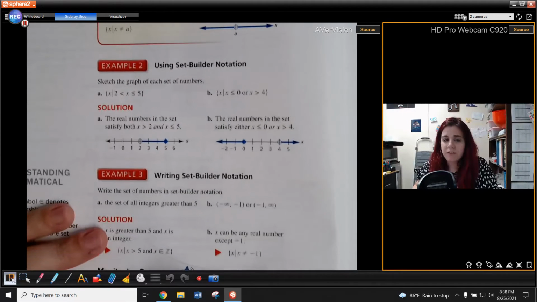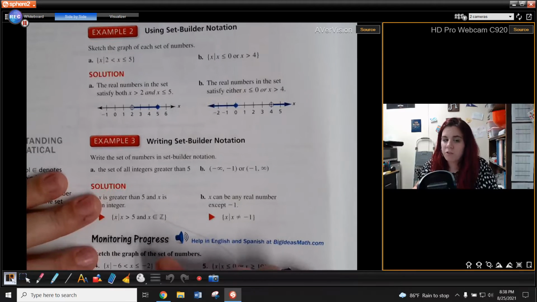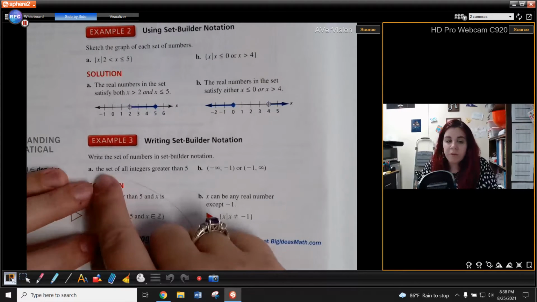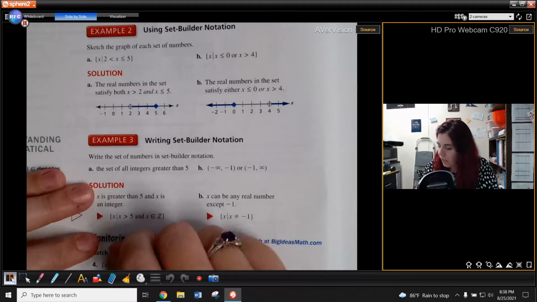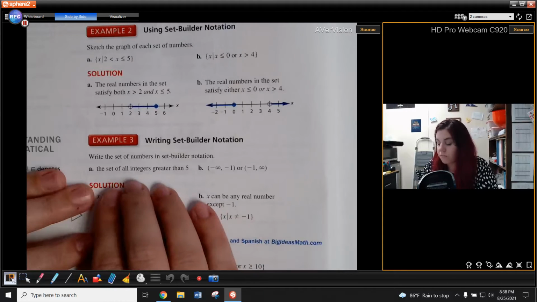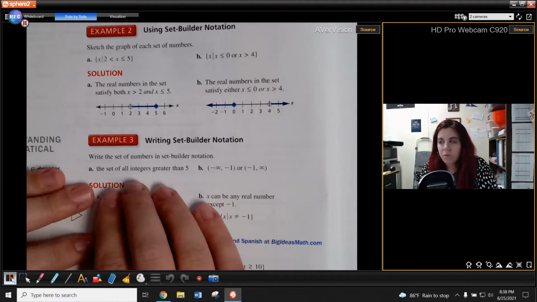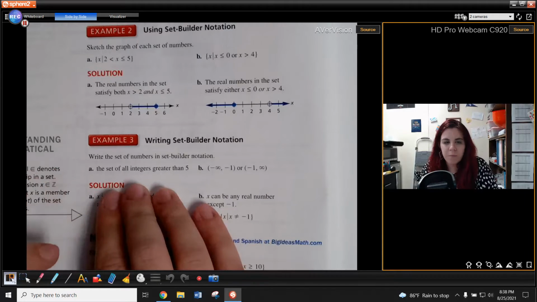Some other ways we could see this, these are a little bit more interesting here. Example 3, part A, it says the set of all integers greater than 5. So you're looking at anything bigger than 5. So you would think for an inequality, that would mean that x was greater than 5, right? You would use the inequality greater than symbol. It is not equal to 5, so you've got to keep that in mind.